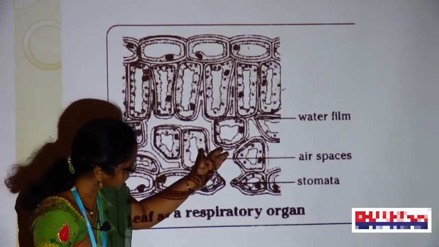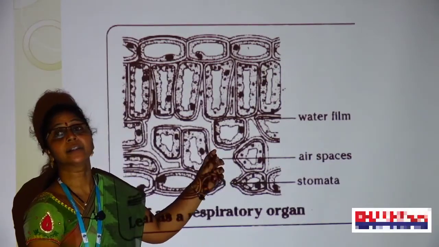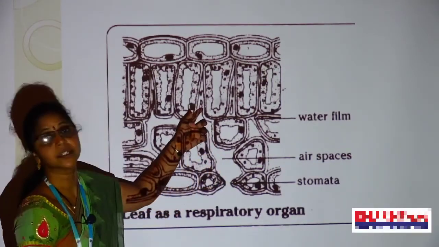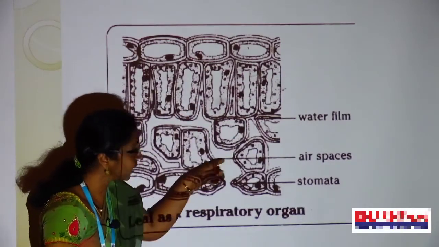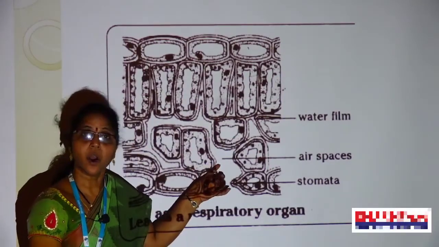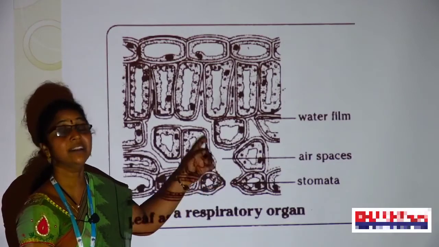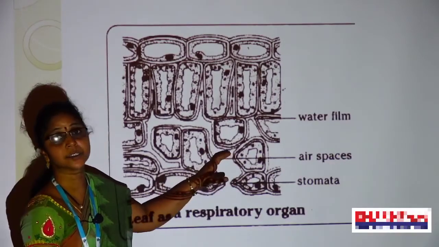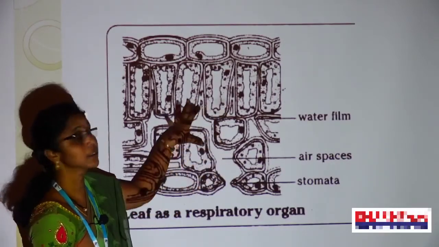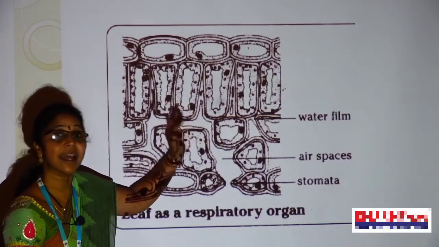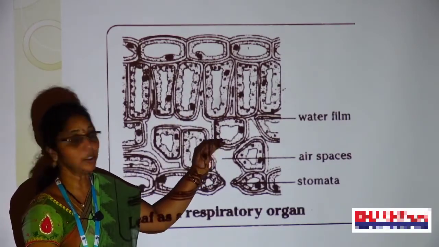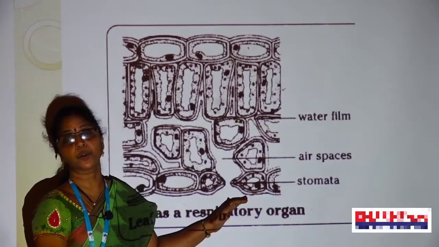Through this, the oxygen passes into the cells, because the air spaces are lined with water. In this water, the oxygen is dissolved based on the diffusion process. The exchange occurs. Like that, the carbon dioxide also diffuses out by the same process.